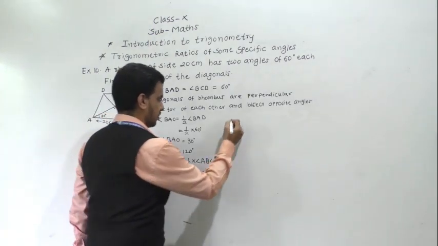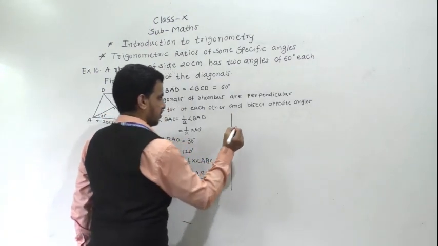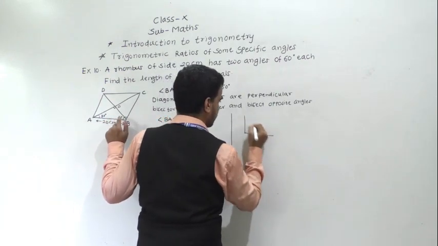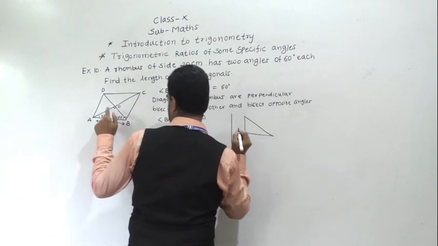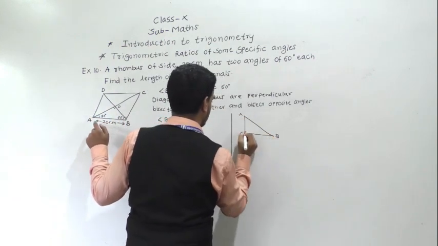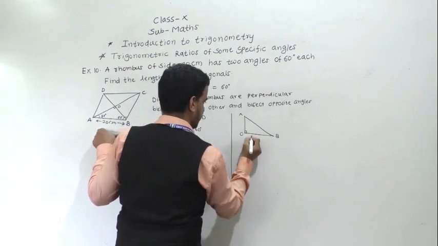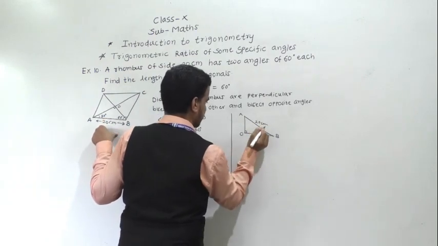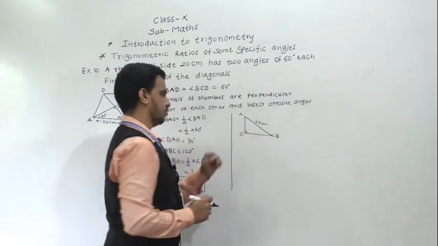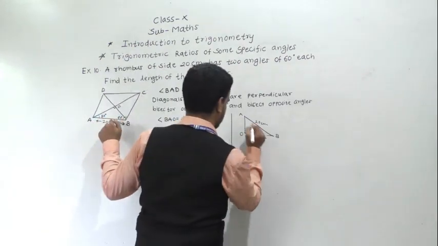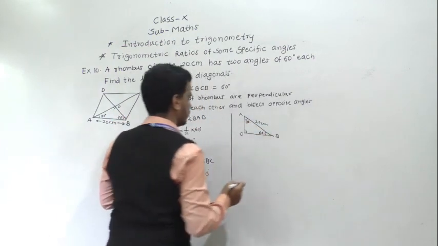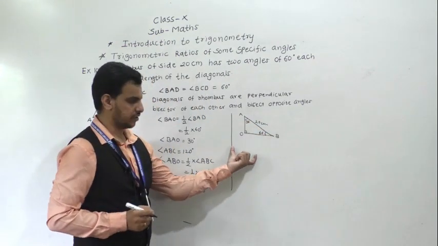So here I'm drawing this triangle separately. Suppose this triangle is like this, AOB. AB is here 20 centimeters. Now we have to find OA and OB. Angle A here is 30 degrees and angle B is 60 degrees. Now we have to use trigonometric ratios.